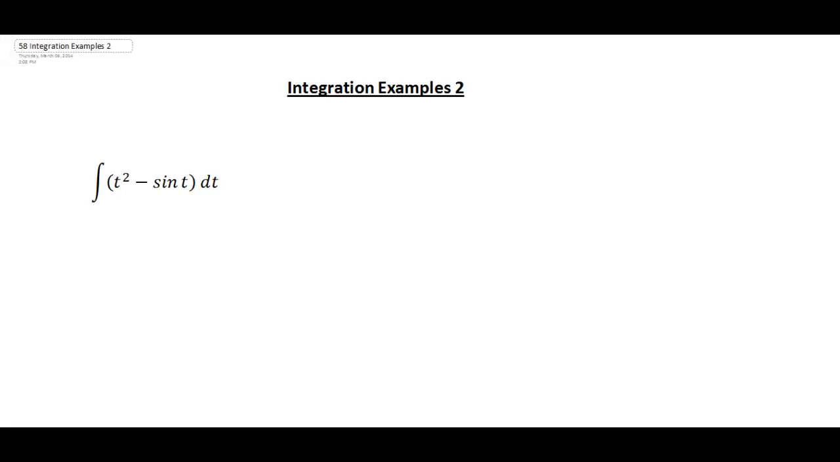I'm going to look at some more examples here in this video for integrating. And the first example we have here is t squared minus the sine of t. In this example we're integrating our variable t, but also here we have a trig function. So to integrate this, it's very simple.